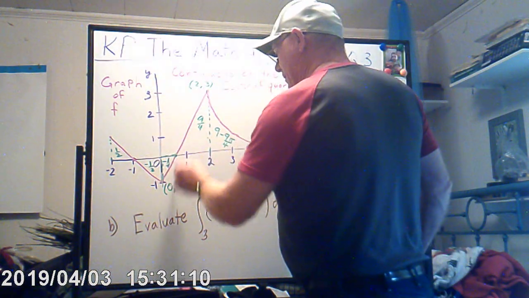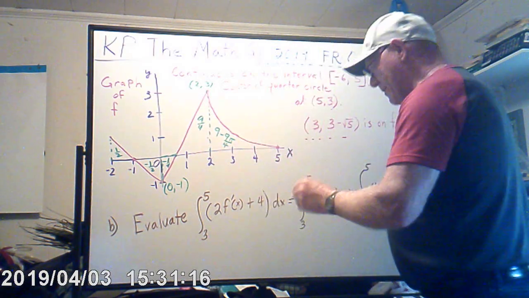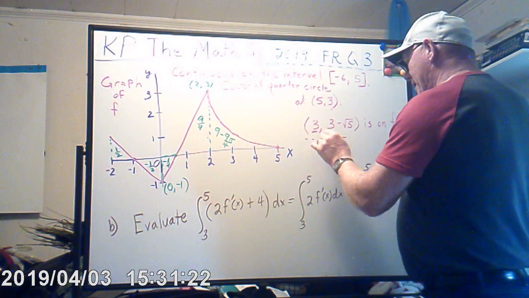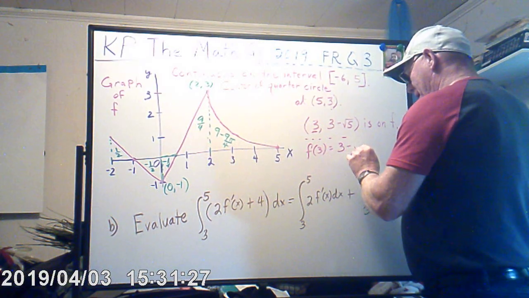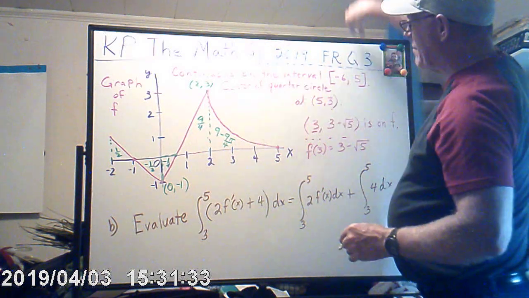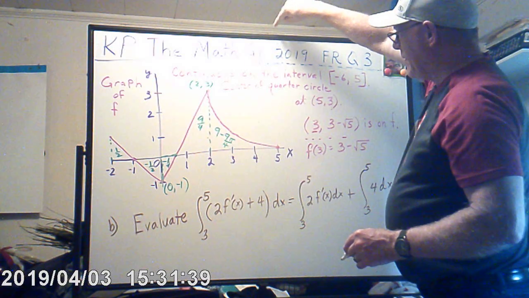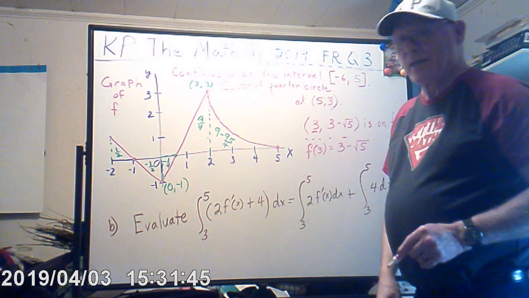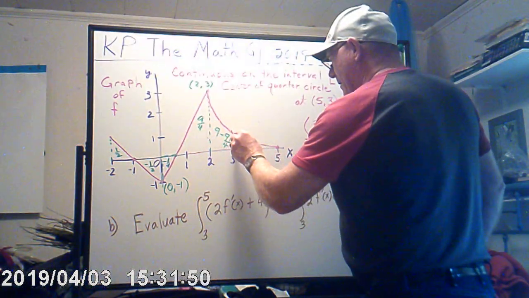This is F, so when we take the antiderivative of F prime, we get F, so F at 5 is 0. Alright, F at 3 happens to be this right here. So F at 3 is equal to 3 minus the square root of 5. If this circle came all the way around, up here, this point up here would be 3 plus square root of 5. But we're only dealing with this point right here.